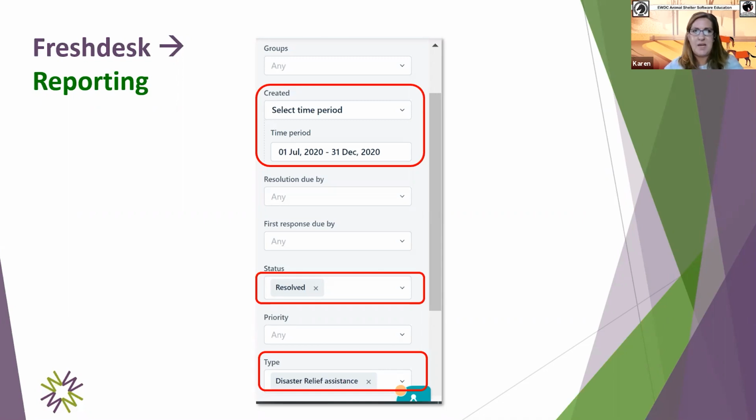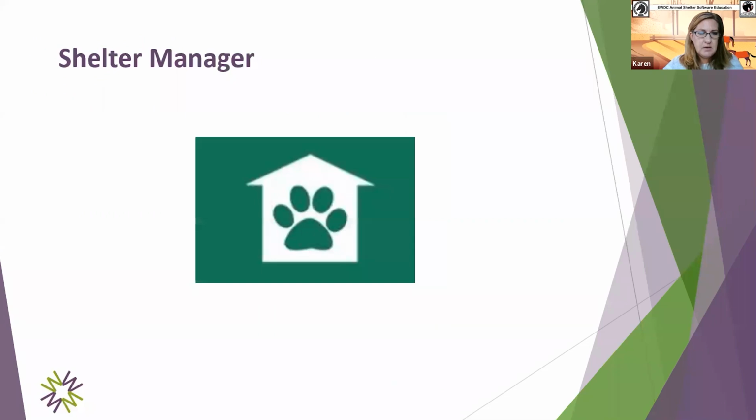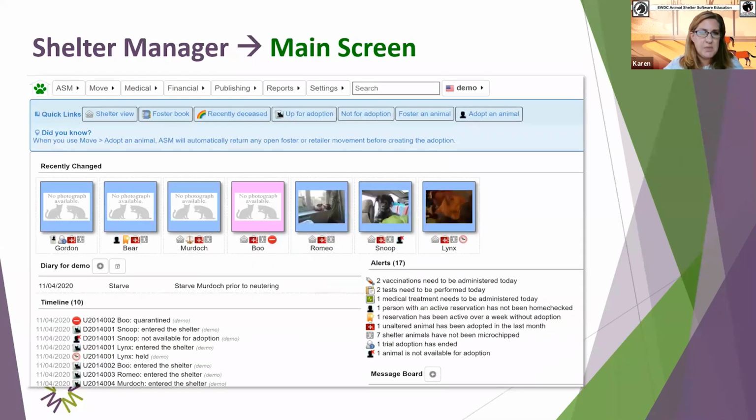I mean, I can't even say time consuming, because the only thing you'd have to keep changing would be the status, or not the status, the type, to change it from one type of assistant to another. So that basically does it for Fresh Desk. Our next screen, we're just going to highlight Shelter Manager. So we can move right to the next one.